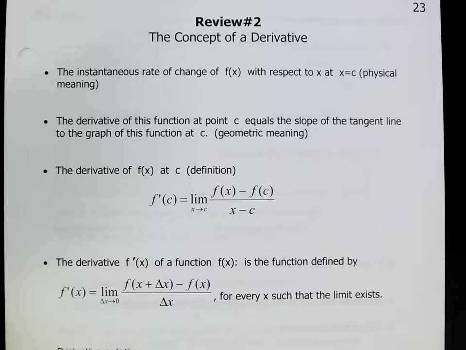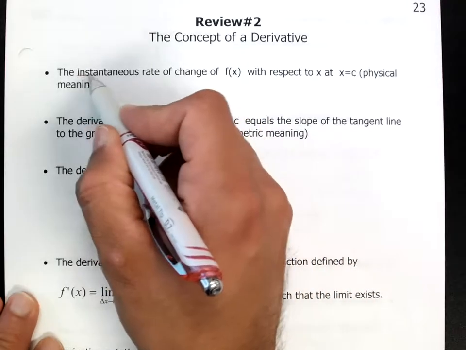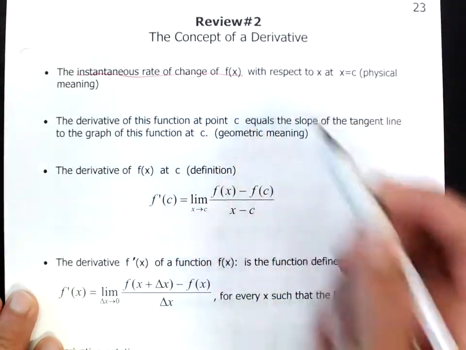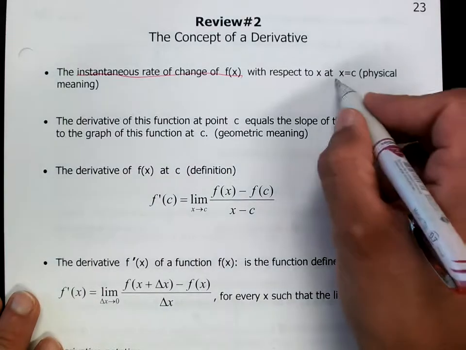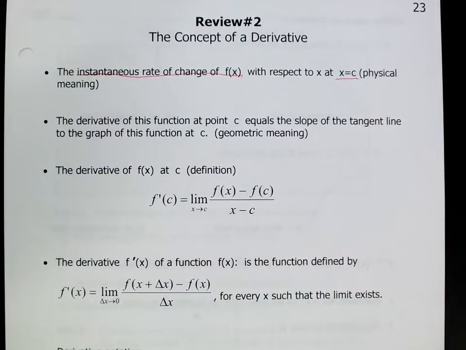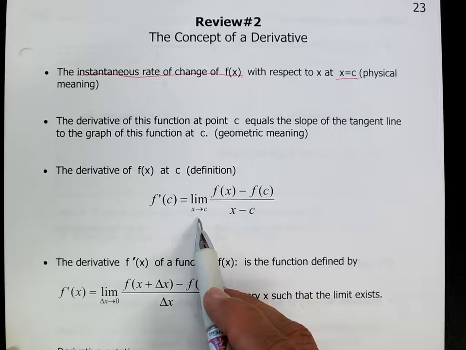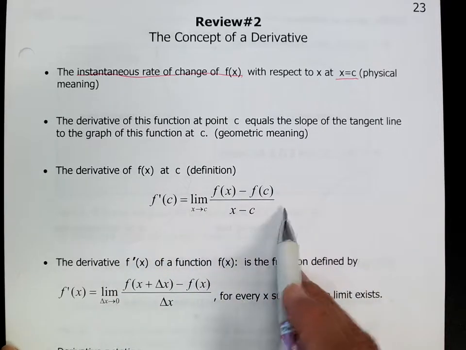For example, if I were to ask you for the instantaneous rate of change of f of x at x is equal to c, what am I talking about? I'm actually talking about this function. Anytime you see the instantaneous rate of change, this is where you're going.